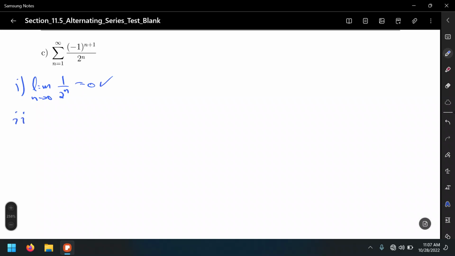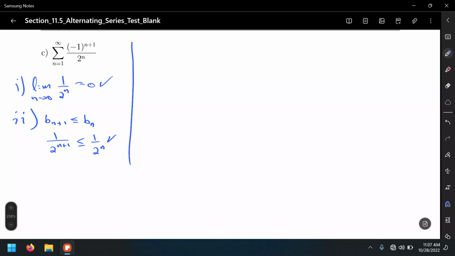Second condition, the sequence is decreasing. 1 over 2 to the n plus 1 less than or equal to 1 over 2 to the n. Is this inequality true? I mean, the exponent on the left-hand side is larger than the exponent on the right-hand side. That means it's going to give us a larger denominator on the left-hand side and a smaller overall result. So this is true.